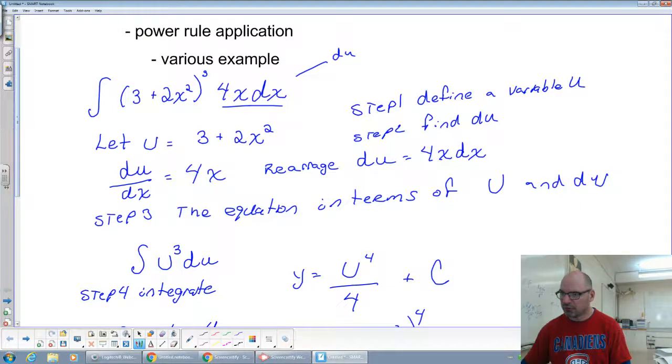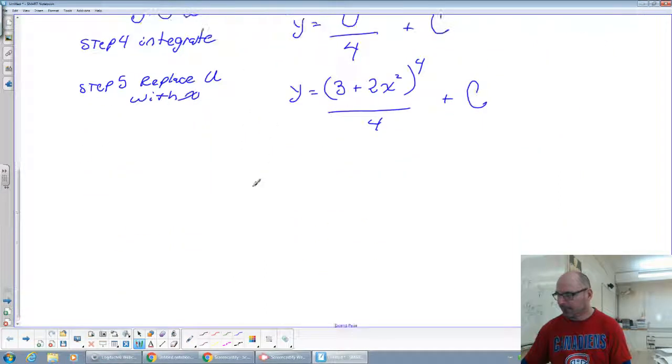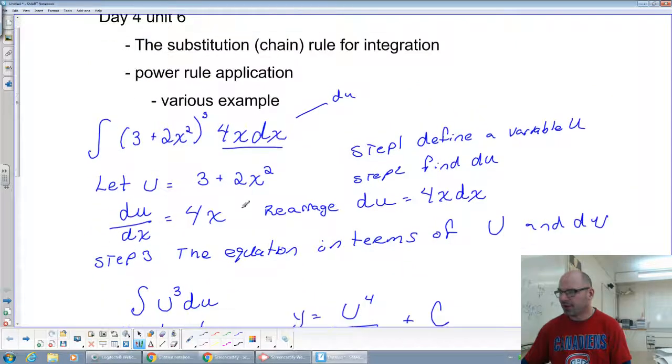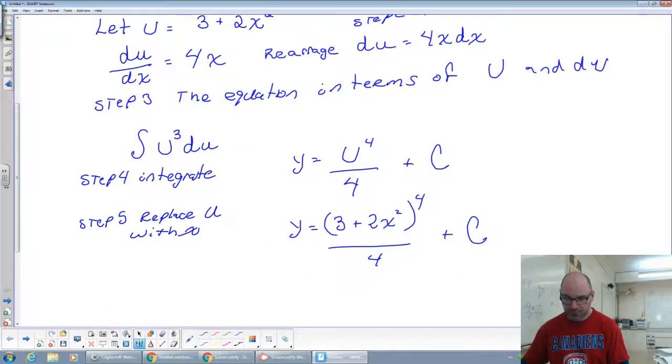Oops, on the wrong side here. In our second example, we'll do it on the next page here. We're going to do an example where we're going to have a product in there raised to a power. And this is one where we're going to have to do some manipulation to get the du to work out nice and evenly.